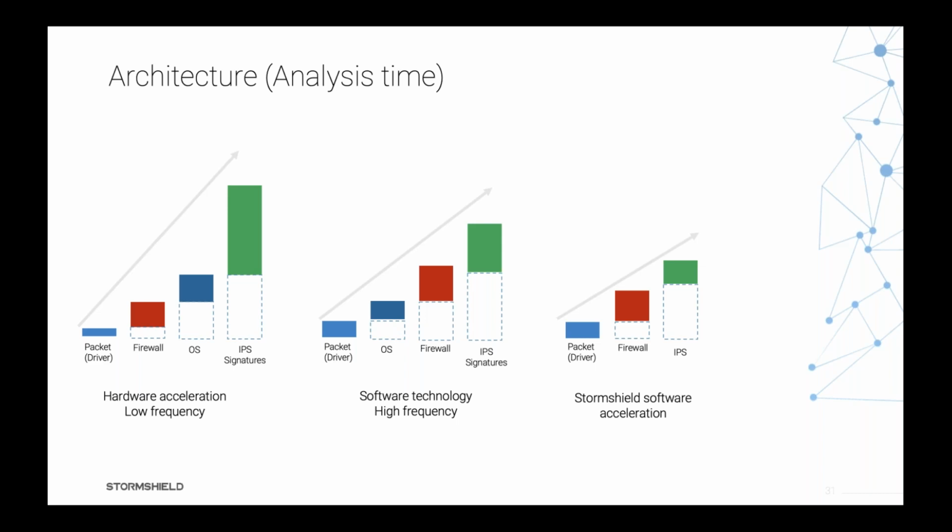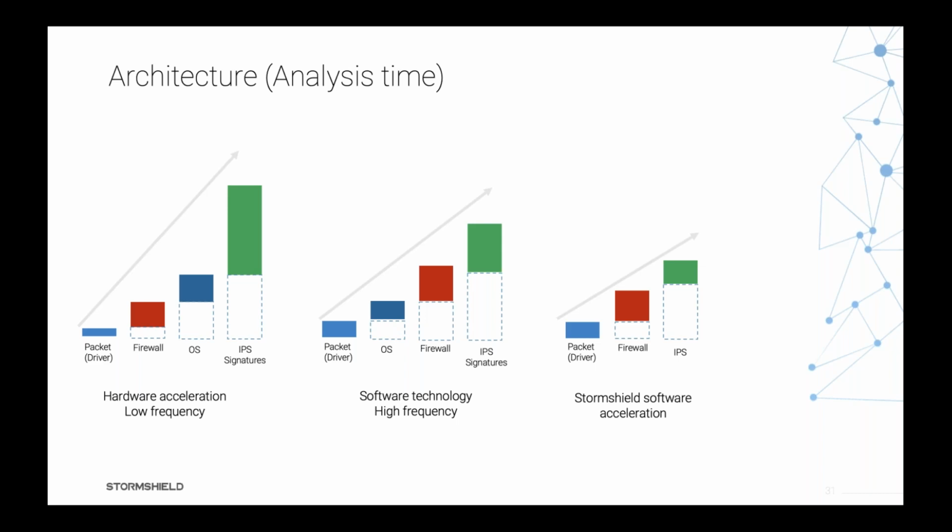And in the middle, with the software technology, since the operating system was already loaded and the firewalling is already working, the moment you activate the IPS, the delay required is much less. That's why the software technology performs better than the ASIC-based when it comes to deep packet inspection. And then we go to the last example on the right side, which is Stormshield. Stormshield is, in fact, software technology, but it's a bit of a unique software architecture.